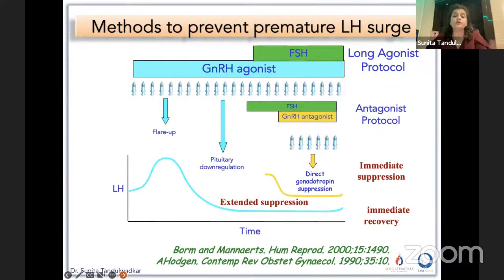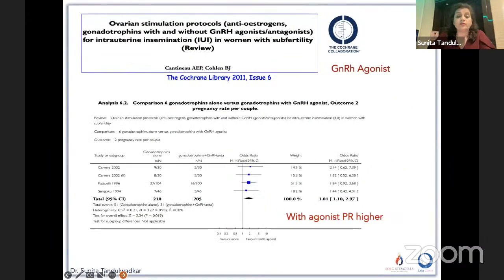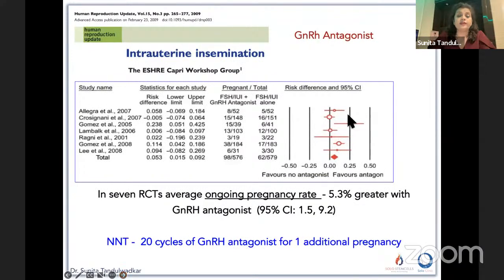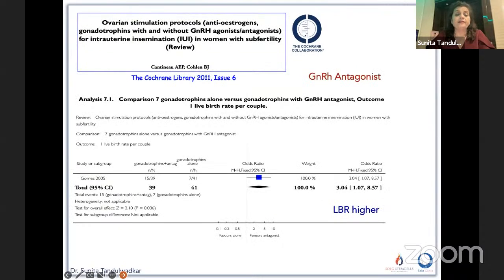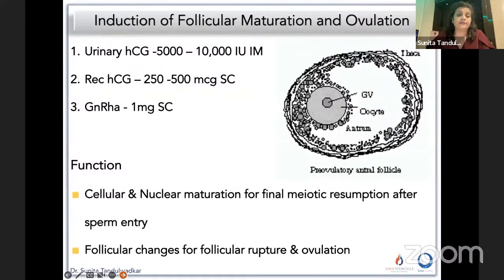Now here, you don't have to worry because all the medicine you have to give. Though Cochrane says pregnancy rates are higher with the agonist protocol, and they also said that with the antagonist, there is a very nice ESHRE Capri workshop group who says antagonist they favored, and ongoing pregnancy rate was 5% greater than non-antagonist cycle. While Cochrane says with the antagonist, there is no difference. But the live birth rate may be higher.